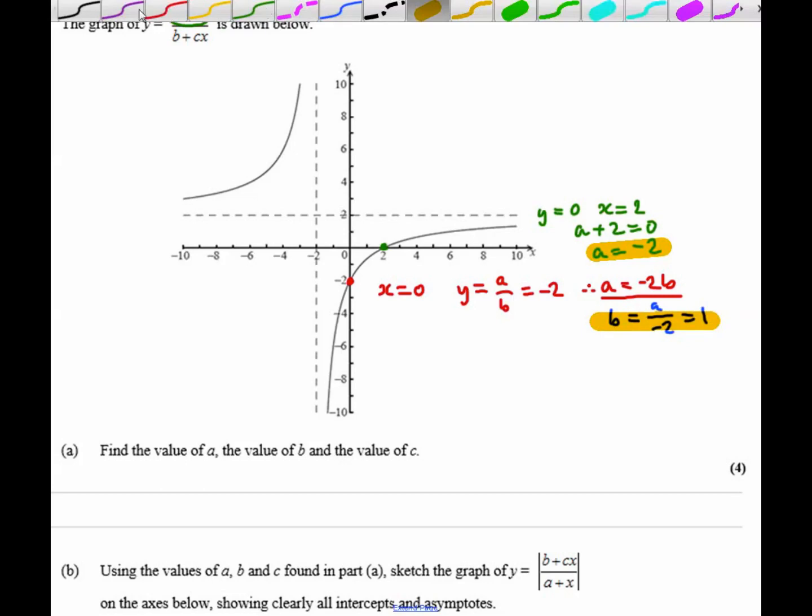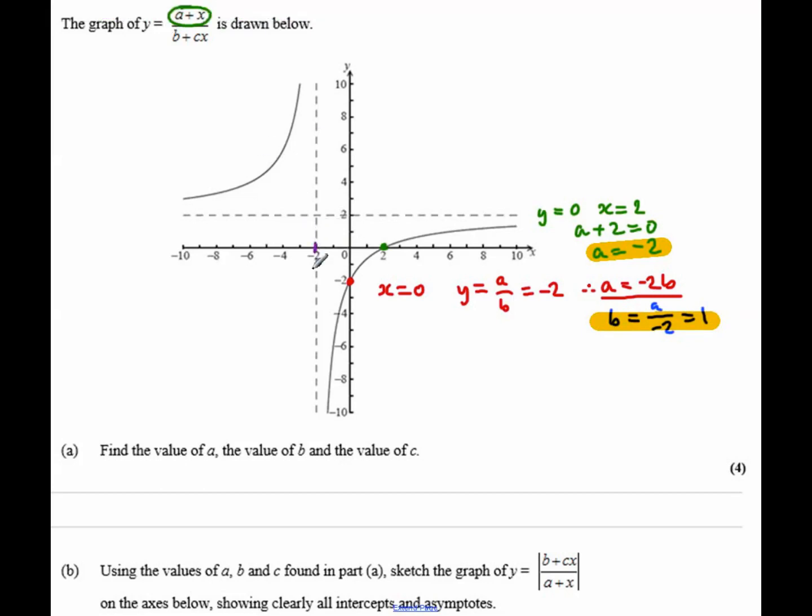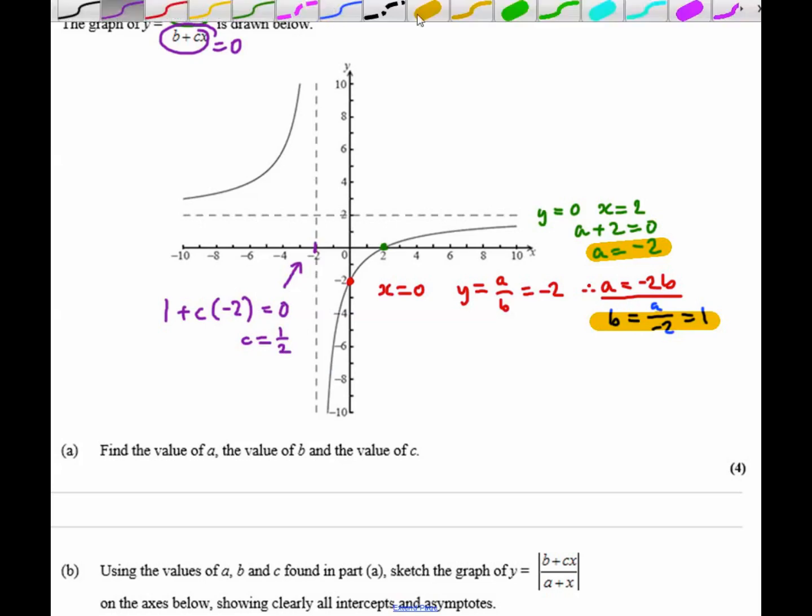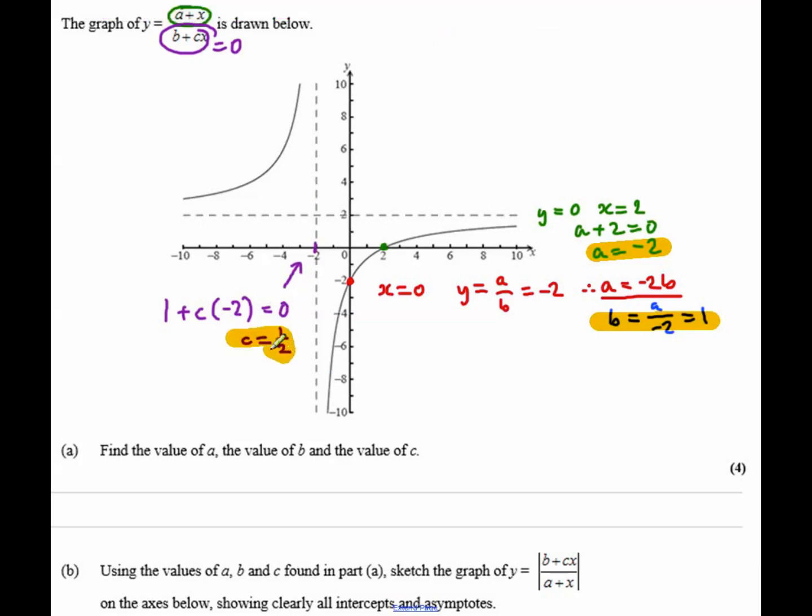Let's take a look at the asymptote now. This asymptote occurs when x is equal to minus 2. And when x equals minus 2, clearly the bottom must be equal to 0 when you've got the asymptote. So, b, which is 1, plus c times minus 2 equals 0. And that gives us an expression for c. If we rearrange this, we get c is equal to 1/2. And that is the third thing. Turns out we've not had to use the horizontal asymptote, but that's fine.